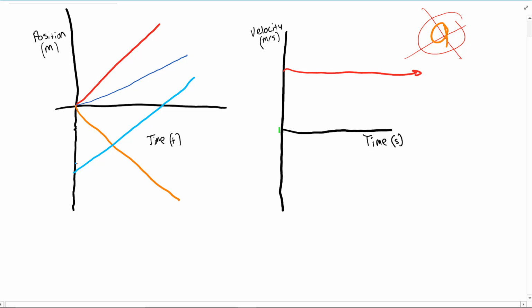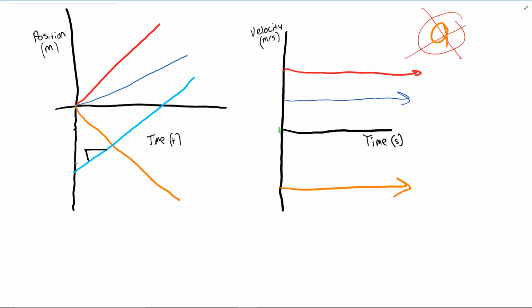This blue one has a lower slope than the red one, but it's still positive. So you'll have a constant, lower positive value for the velocity right there. This orange one actually has a negative slope, so you would have a constant negative value for this orange one. And this sky blue one has the same slope as the red one. It looks like it's about the same rise over run, about the same steepness.